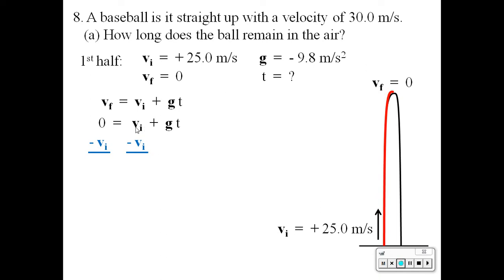Right now there are two terms here. Going back a little bit, there are two terms over here. We need to isolate the second term. We need to get rid of this. We can do that by subtracting it out. And then we get negative V sub i is equal to g t. And then we can isolate the t itself by dividing out the g. So we'll be left with t is equal to negative V sub i over g.